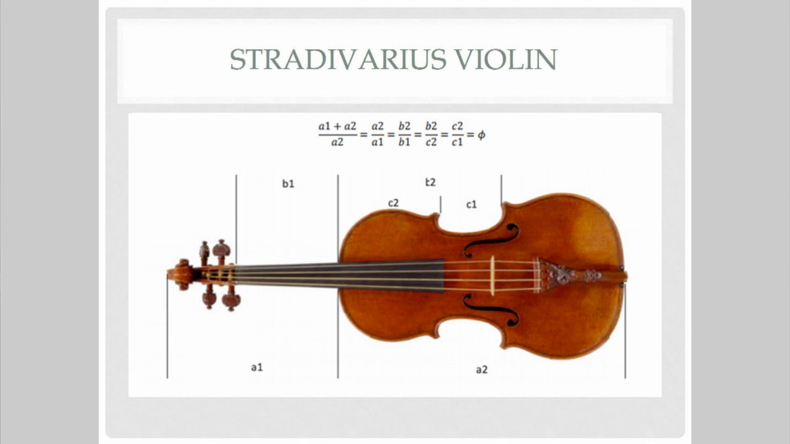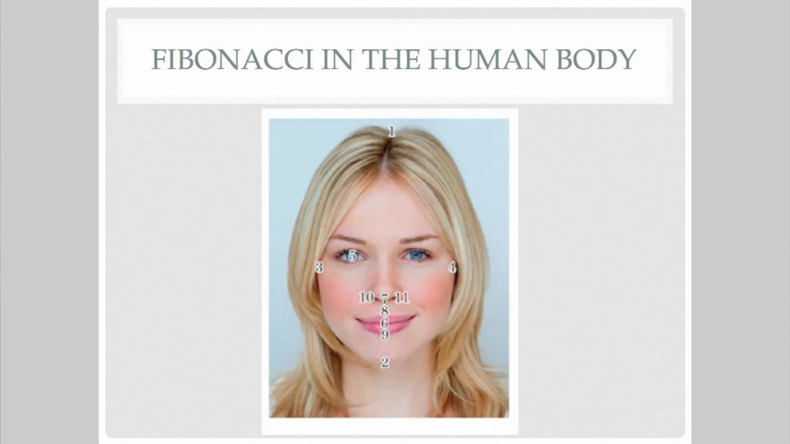The Stradivarius violin: the scroll to the bottom of the body of the violin compared to the bottom of the violin body to the top of the body. Again, Fibonacci ratios. The human body has a fascinating number of Fibonacci relationships. The length of the face divided by the width of the face is 1.66 in this pretty much perfect face. The top of the head to the center of the pupil divided by the center of the pupil to the center of the lips, again 1.6. You can do all kinds of math with this face, and it all is Fibonacci numbers.